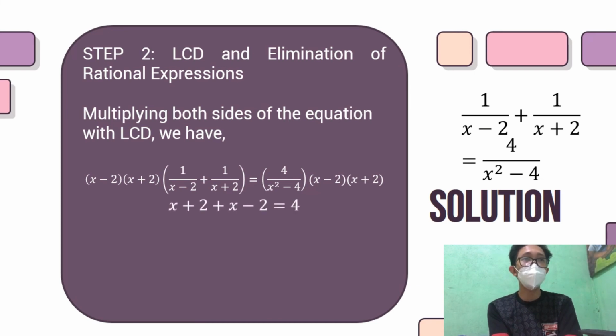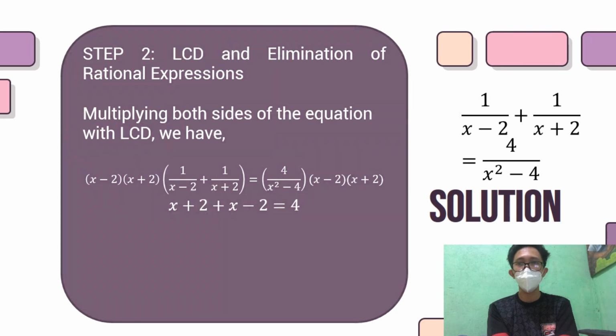So we have x plus 2. And for the second rational expression, we have x minus 2 times x plus 2 times 1 over x plus 2. The x plus 2 cancels, so what remains is x minus 2. On the right side of the equation, we know that x squared minus 4 is equal to x minus 2 times x plus 2, so we cancel everything. What remains is 4. So, the simplified form now is x plus 2 plus x minus 2 is equal to 4.